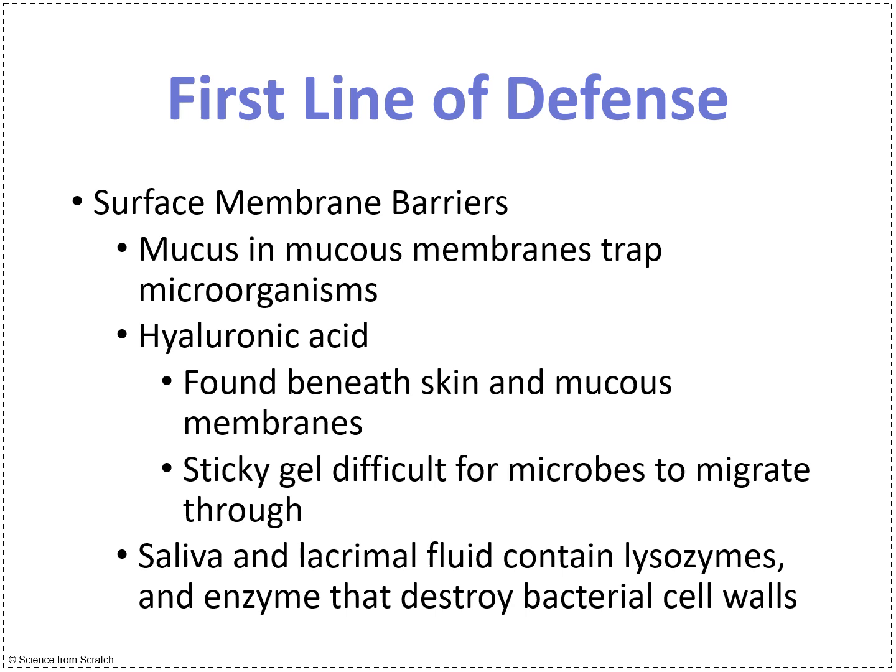Another innate first line of defense that we have is mucus in our mucous membranes. That mucus has a job to trap microorganisms and prevent entry into the body. And then beneath the skin and these mucous membranes, there is this sticky gel that is called hyaluronic acid. It's in that connective tissue beneath the epithelial tissue of the skin and mucous membranes. And that makes it really difficult for microbes to migrate through and get deeper into the body.